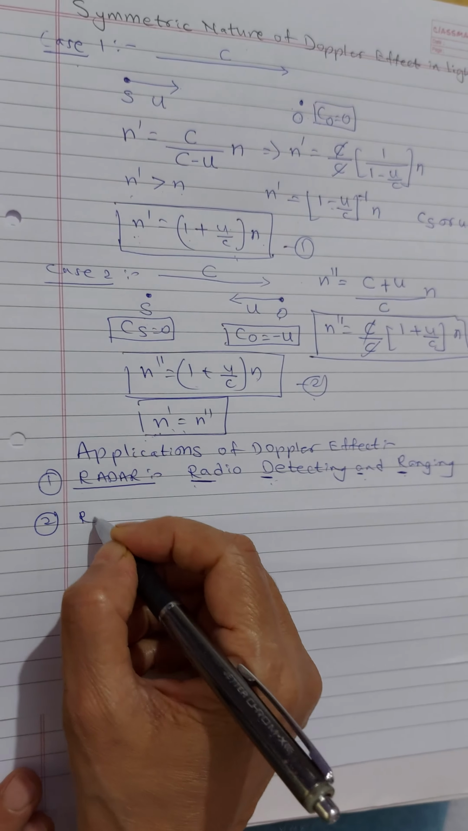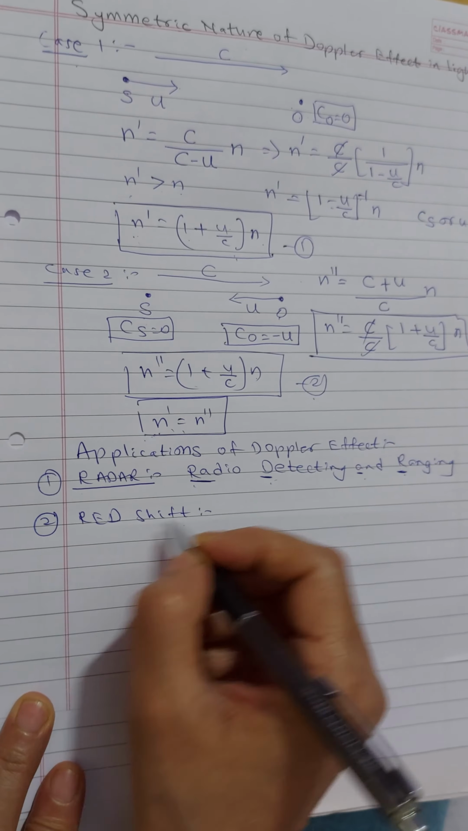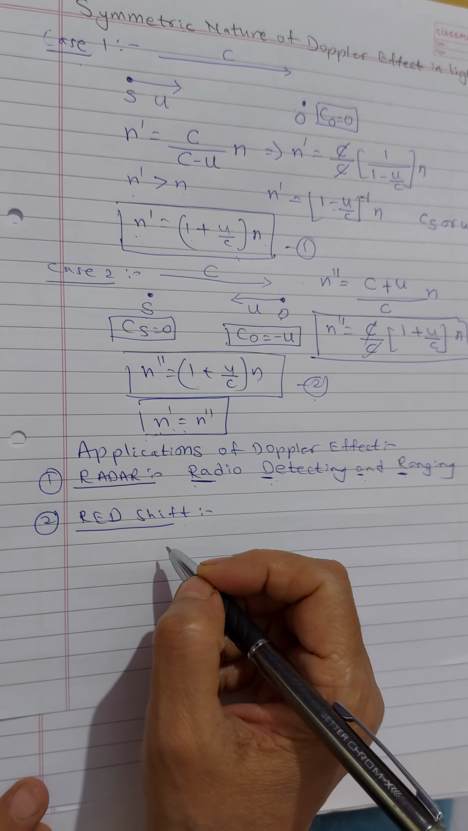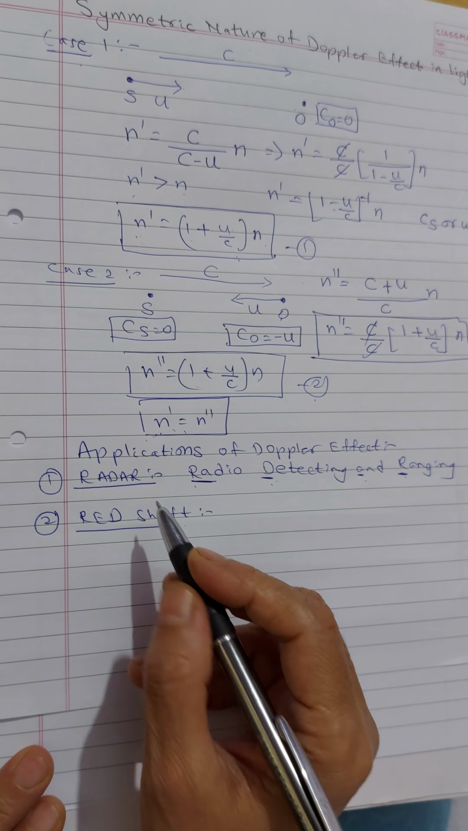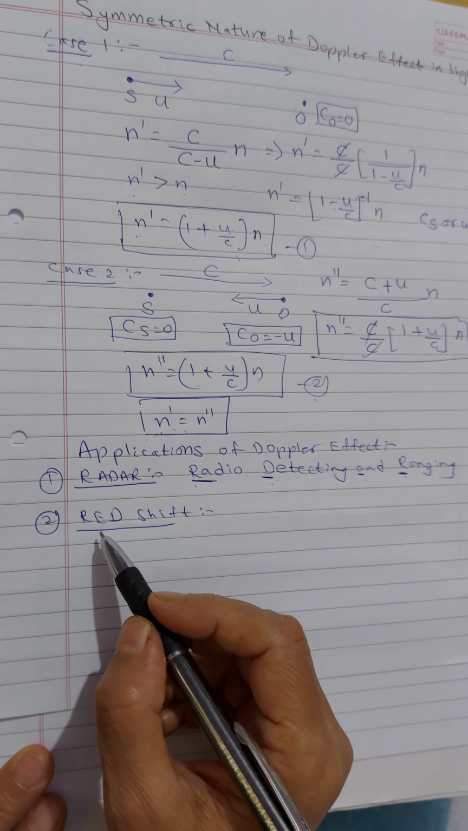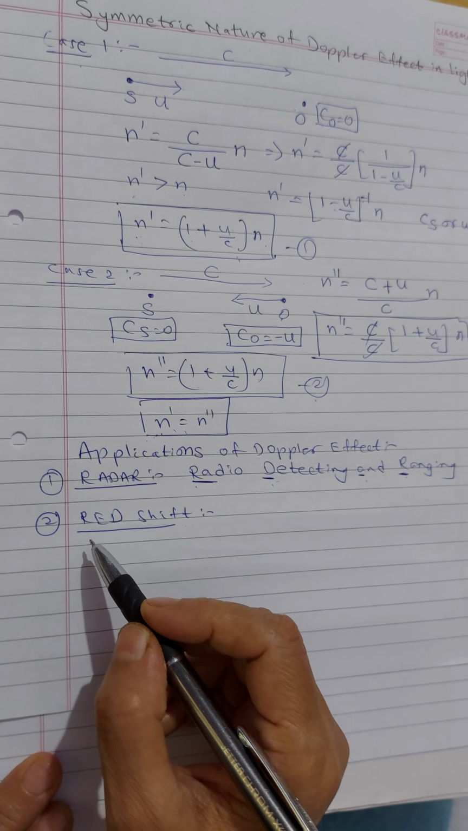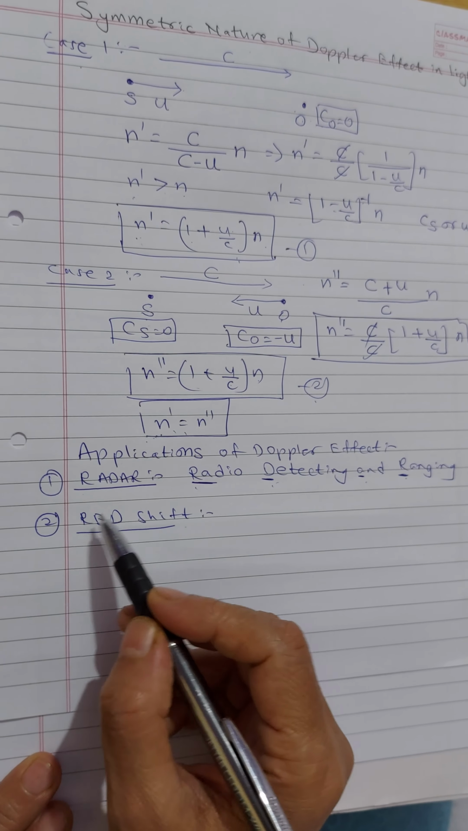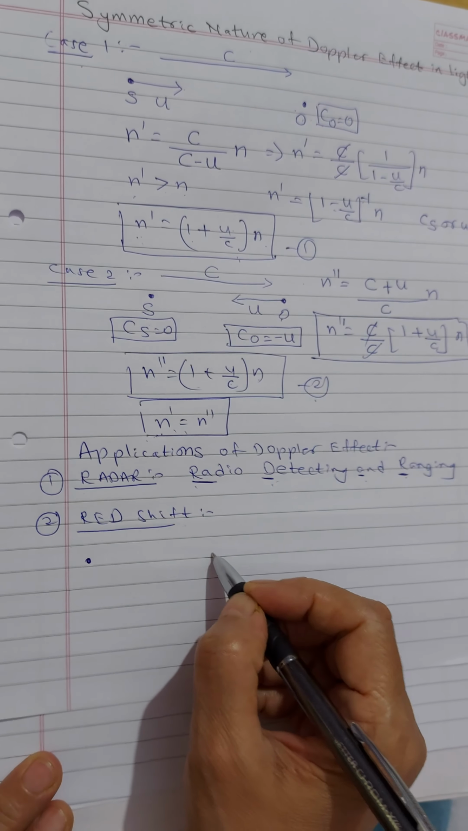The second application, which we already discussed, is called red shift. I explained earlier what red shift means. In this case, our universe is composed of many stars and galaxies. If we observe the spectrum of light from a distant star or galaxy, there will be an apparent change in frequency due to the motion of the star or galaxy. What we have studied earlier: if the star is moving, suppose there is a source and here is the observer.